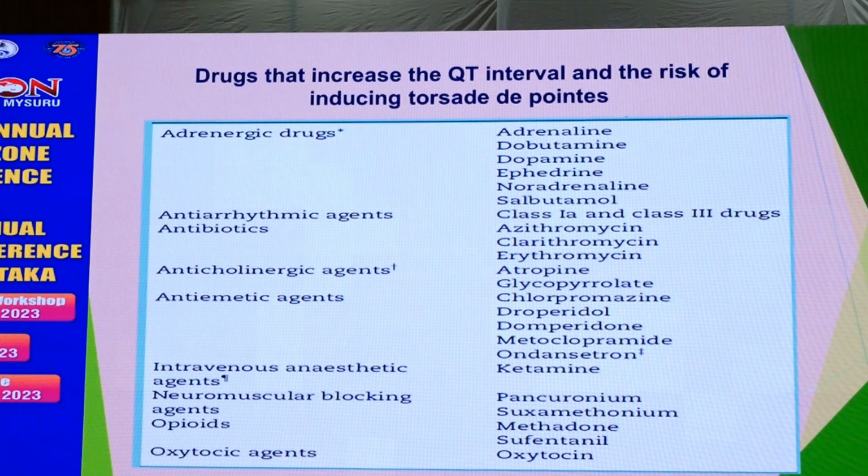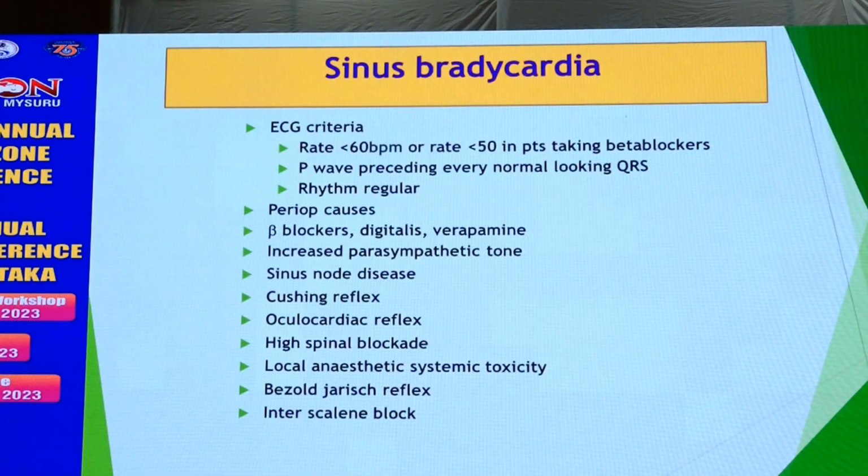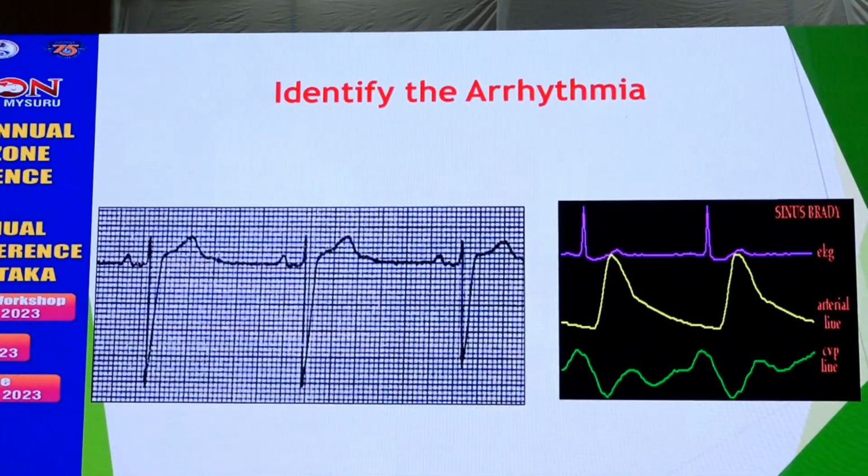So this is just for the postgraduates to look at the ECGs. Can I have a few more minutes so that I can show the ECGs for the postgraduates. When you calculate the rate here, the RR interval has more than 6 large squares. Rate is 50. It's nothing but a sinus bradycardia.